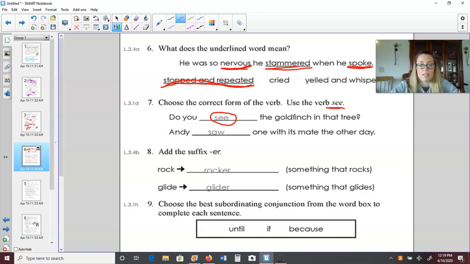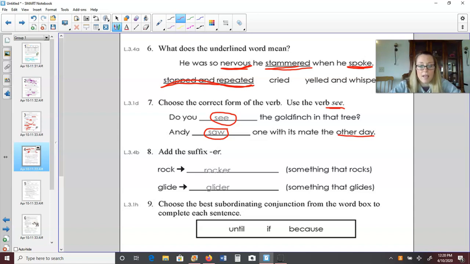And then Andy blank one with its mate the other day. This is where we change it to past tense because it happened the other day. We know it's in the past. So we would have to change it to saw. This is an irregular verb. So we don't say Andy seed one with its mate. We change the verb to saw.